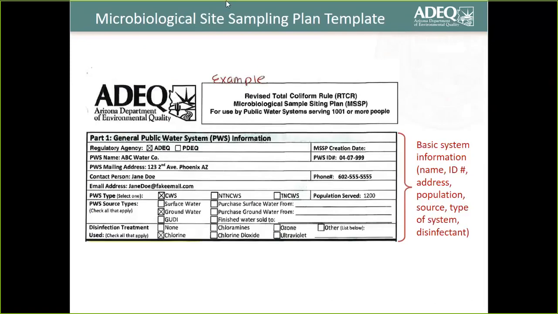To go over it step by step, the first part, part one, just goes over basic public water system information. So just the public water system name, the mailing address, the contact person, and such. It also asks for what type of system you are, so community, non-transient non-community, or transient. It asks for your population, the type of source you have, so groundwater, surface water, groundwater under the direct influence of surface water, or if you're purchasing water also. Or if you're selling water, that should be on there as well. And if you're disinfecting, it also asks for that. You can put none if you're not disinfecting, or choose the disinfectant that you're using. So that's the first part.